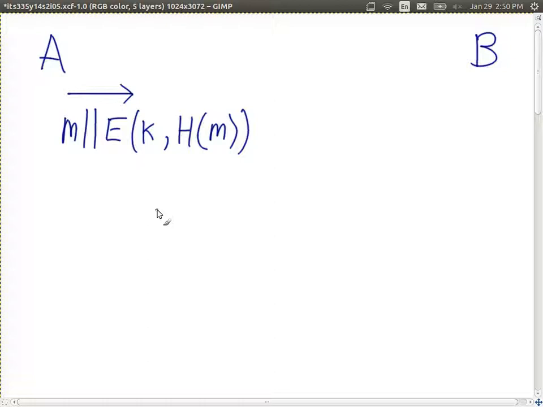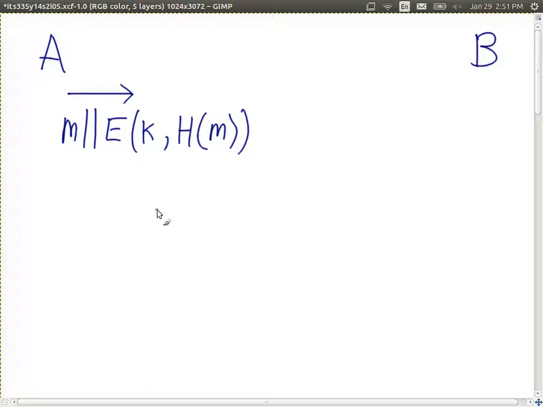The two bars mean concatenation, just join them together. If M is 1,000 bits and the second part is 100 bits, we just attach them together and send the 1,100 bits. The hash of the message, usually a small value. For example, if we use MD5, it's 128 bits. Yes, 128 bits, I have to think. SHA uses 160 bits or sometimes longer.